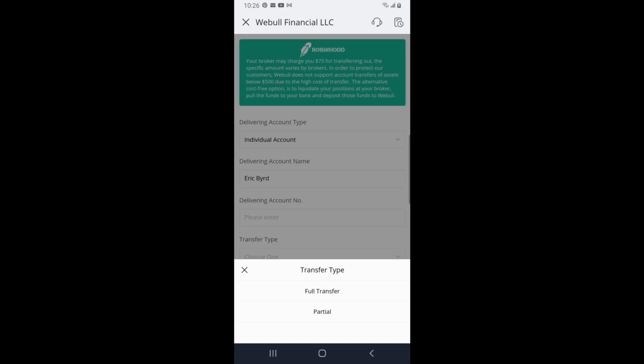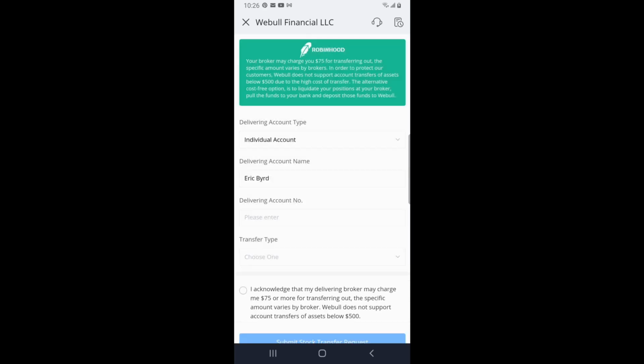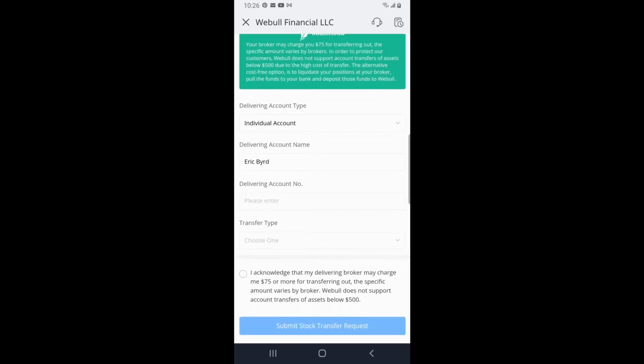And remember, most brokerage firms charge you $75. Robinhood isn't the only one. Most of them charge you $75 when you're taking your money out of their account and transferring it to another account. So hopefully this solves your issue. And as you can see, you got to click this button down at the bottom if you want to do this. And they're telling you it costs $75. They're also telling you your assets have to be above $500.